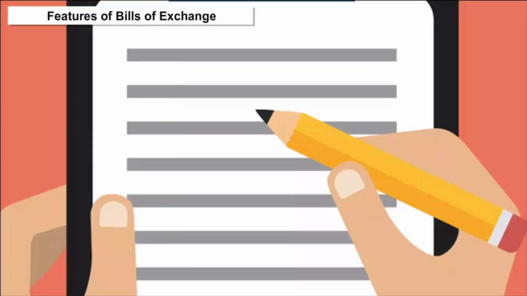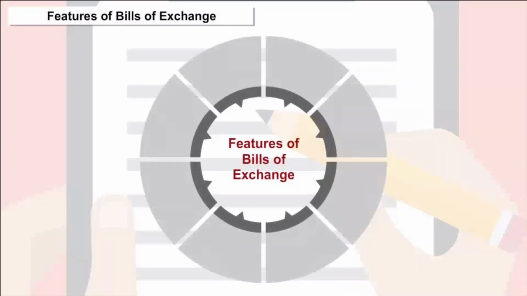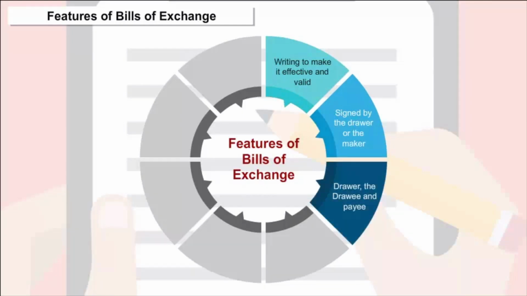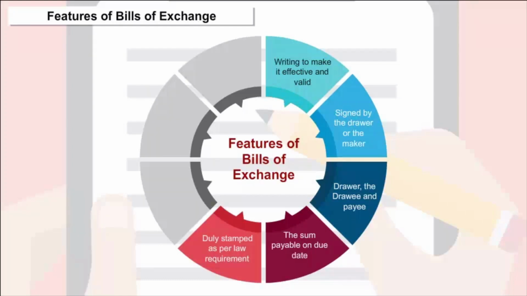Following are some of the features of bills of exchange enumerated below. Bills of exchange must be in writing to make it effective and valid. It needs to be signed by the drawer or the maker of the bills of exchange. The drawer, the drawee, and the payee, all three must be certain. The sum payable on the due date must be of a certain amount. It should be duly stamped as per legal requirement. Date and place should be in order.